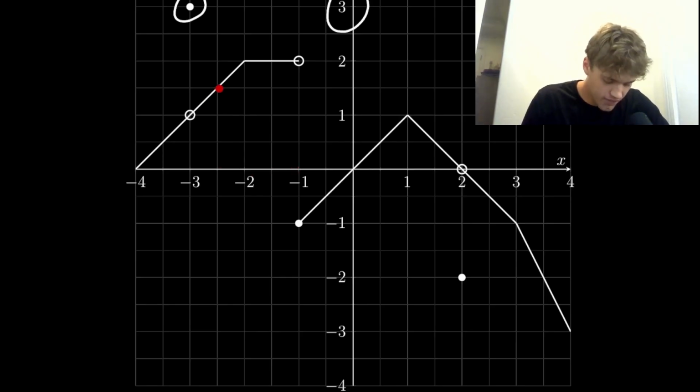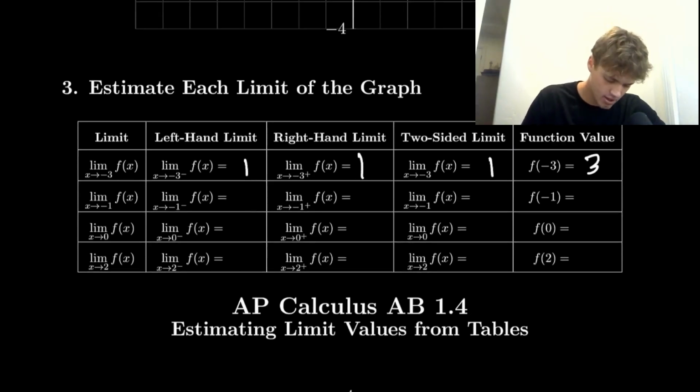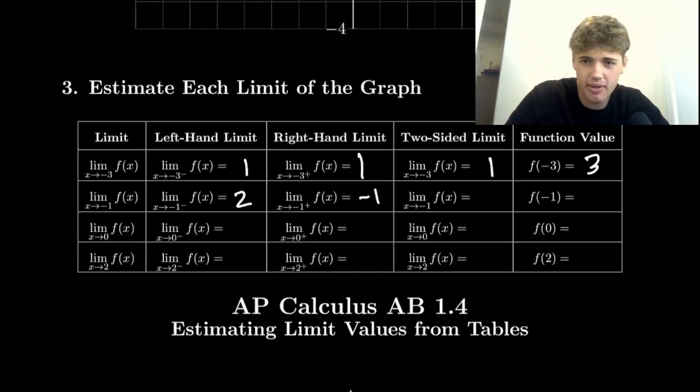Well, our function values, as we get close to -1 from the left side, we get really, really close to 2. And if we do this on the right-hand side, what's happening as we get close to -1, the function values end up decreasing. They go down here to -1. So the left-handed limit equals 2, and the right-handed limit equals -1. So let's go fill that in real quick. 2 and -1. So what does that mean for our two-sided limit?